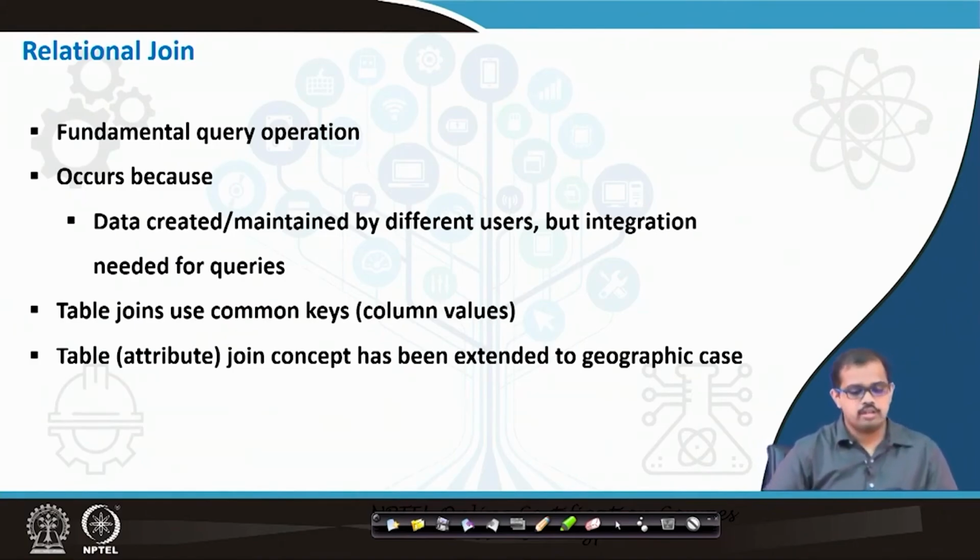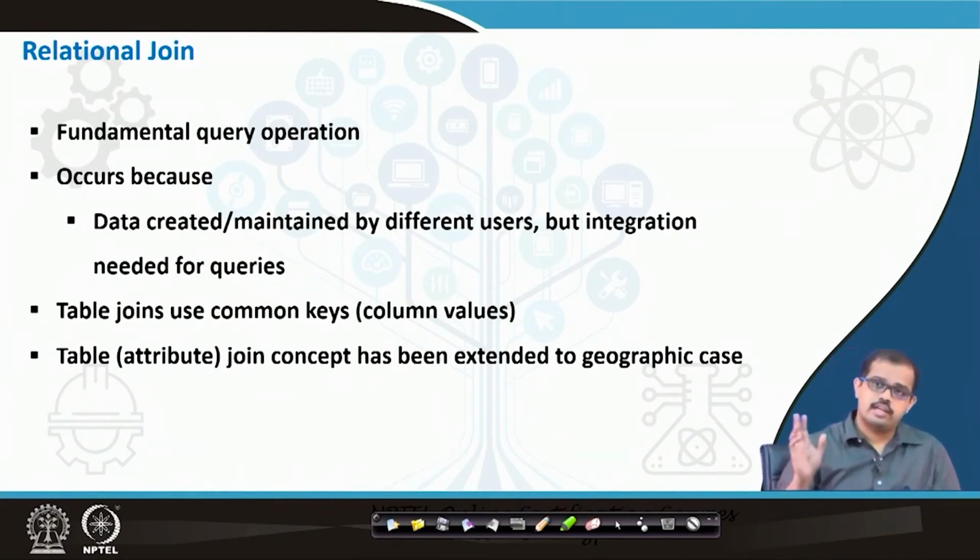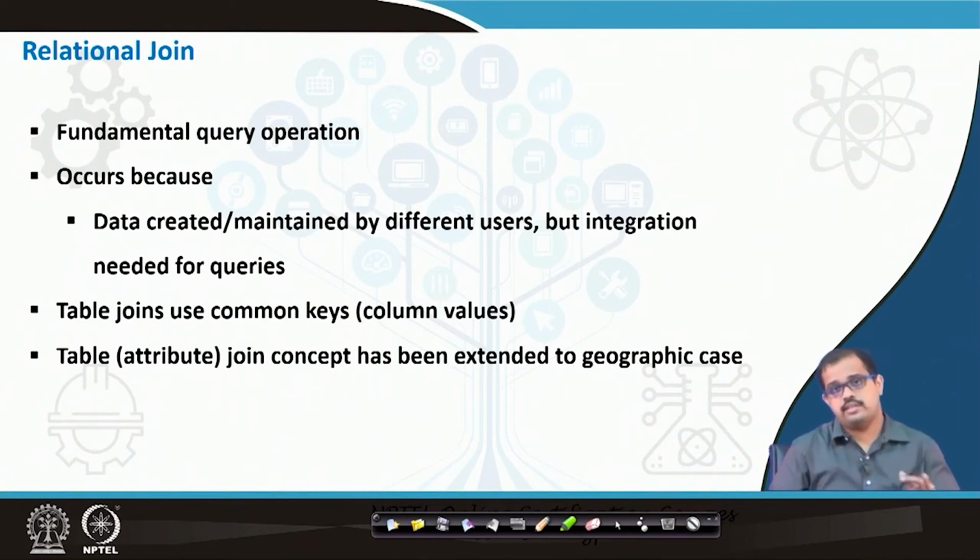The table attributes join concept has been extended even to the geographic case. If you want to join two different aspects or geometries that are available in spatial use, that can also be used in terms of a spatial join, a spatial relational join, if you are using the relational database.